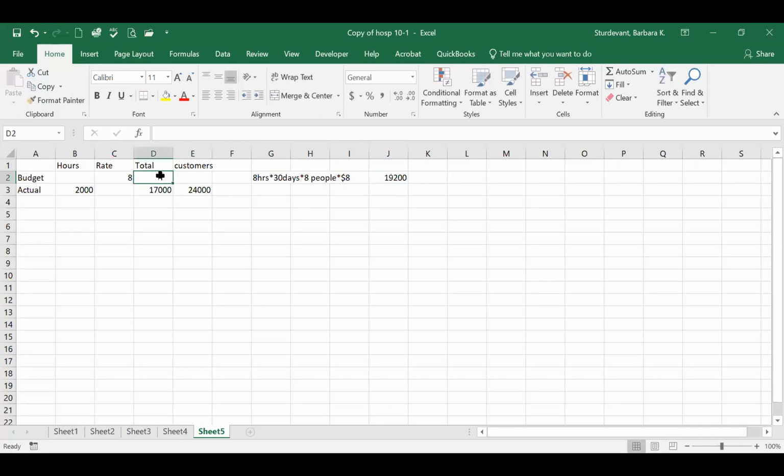No, that's the total number of customers. Right. So that's our customers. And we're supposed to, let me label that. But that wouldn't be the $8 an hour. That would be the 8 times the 30 times the 8 people. Yeah, times the 10 customers per hour. The $8 rate is for the revenue. Okay. The hours times the revenue.